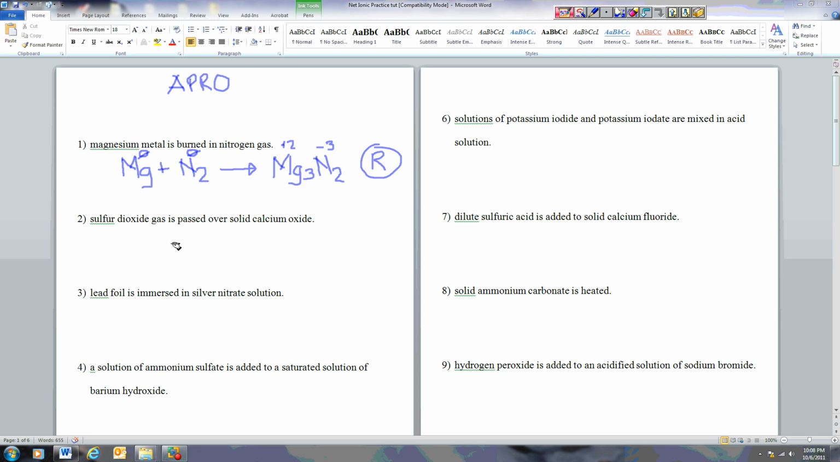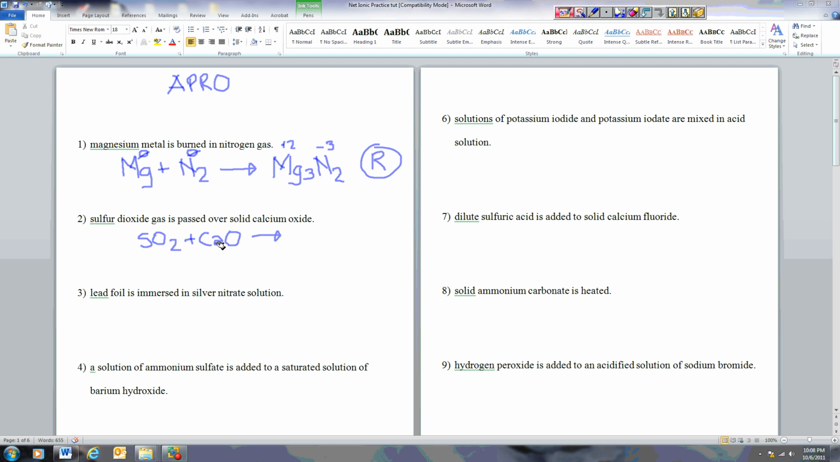All right, let's look at the next reaction. You have sulfur dioxide gas, which means you can't get rid of it, passed over solid calcium oxide. We have a solid, we have a gas. That means, guess what? Nothing can be eliminated. It also means you have no water, so you can't have ions on the product side. You could have ionic compounds, but you can't just have little ions floating around. So what can you do here? Well, it's not acid-base, it's not precipitation, it's not redox, so that means it's other.